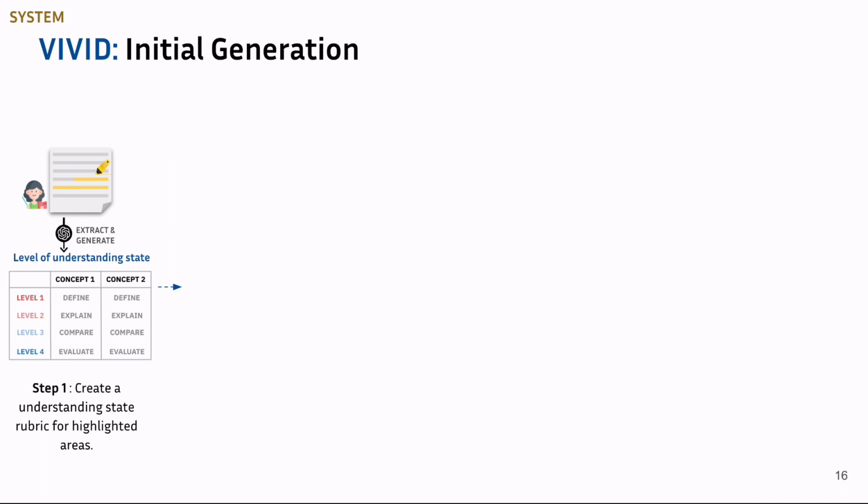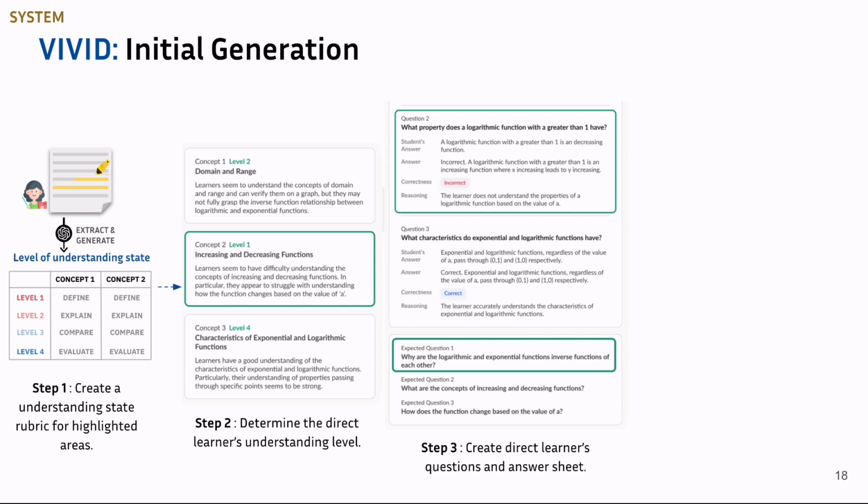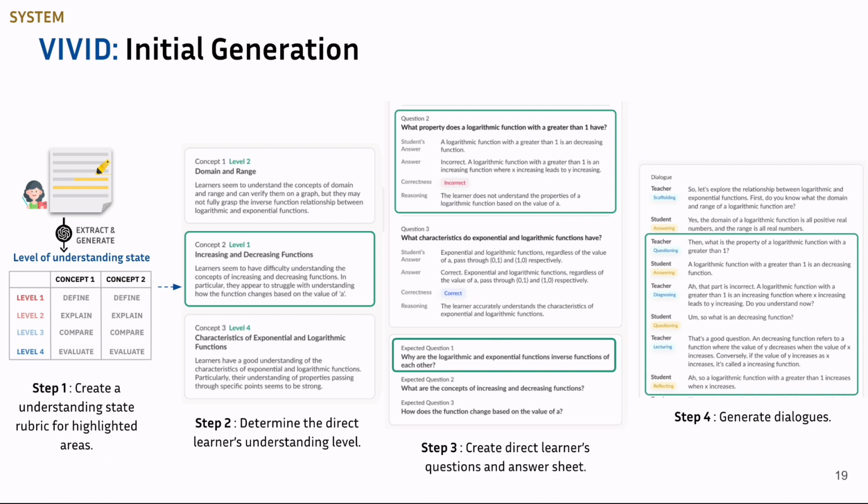This process aims to meet 3 design recommendations for Vicarious dialogue, which are being dynamic, academically productive, and immersive. To make this quality dialogue, Vivid creates an understanding rubric for highlighted areas first, and then determines the direct learner's understanding level for each concept in the selected lecture part. It creates the direct learner's possible questions and answer sheet, and generates dialogue by putting all the information regarding the direct learner's knowledge state into the prompt.